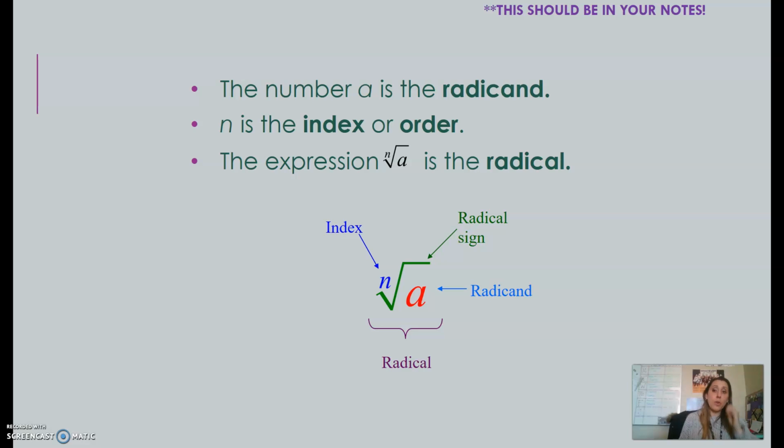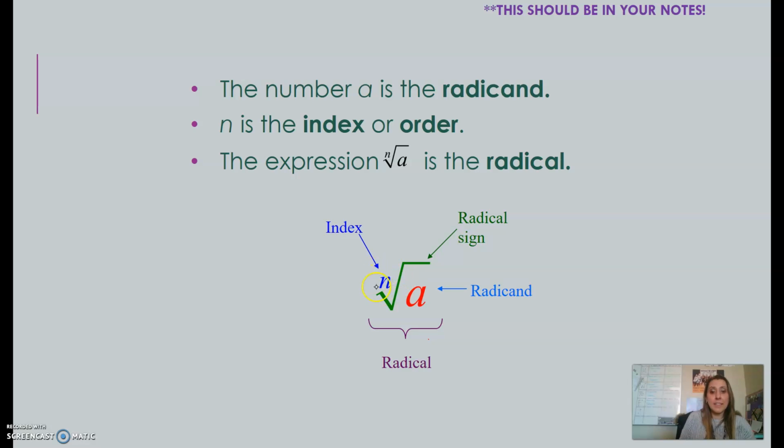So now, this also should be in your notes. We're going to talk about the number A. So the letter A is the radicand. That is the number underneath the radical sign.